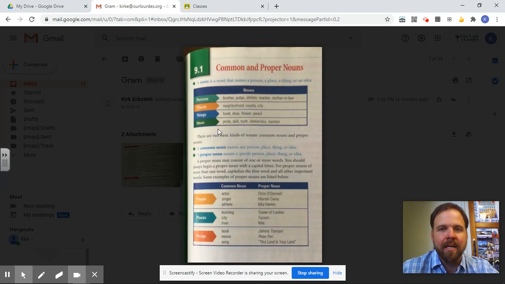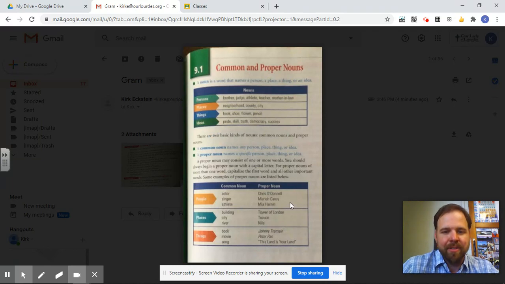as opposed to proper, which is a very specific place or person or thing or idea. So talking about a school, instead of a school, you say Our Lady of Lourdes. Instead of a park, you would say, like Yosemite National Park, or instead of a person, you would say, like Jim. The obvious difference is that they are capitalized. Okay, but not every capitalized word is necessarily a proper noun.